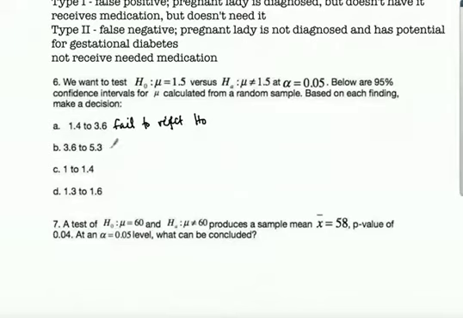For 3.6 to 5.3, 1.5 is not inside that confidence interval, so for this one we're going to reject the null hypothesis. For the next one, 1 to 1.4, we're also going to reject the null hypothesis. And for 1.3 to 1.6, because 1.5 is inside that interval, we're going to fail to reject the null hypothesis.